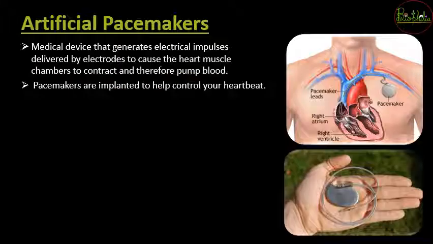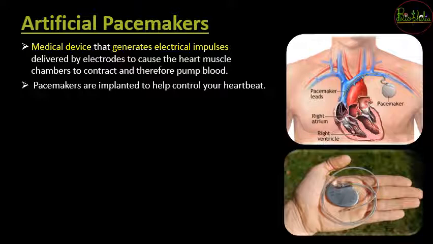So now let's understand about artificial pacemakers. So artificial pacemakers क्या होते हैं? These are medical devices that are used to generate electrical impulses. So जो काम your natural pacemaker, that is the SA node, functions, अगर वो damage हो जाता है और if there is some problem in that natural pacemaker, then the artificial pacemaker is installed.